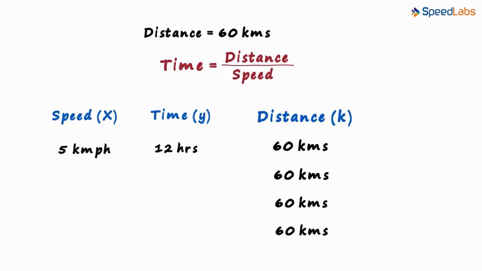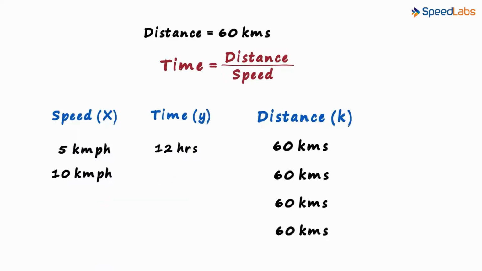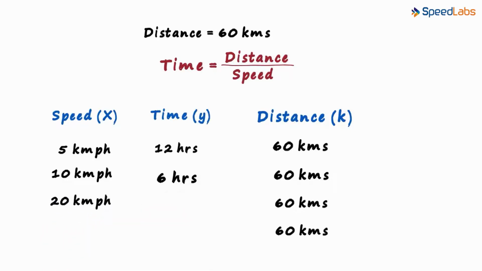In the second case, the car travels at a slightly faster speed, around 10 kilometers per hour. It's faster than in the first case, so the time taken will be 60 divided by 10, which equals 6 hours. And in the third case, the speed is 20 kilometers per hour. We get the time as 60 by 20, 3 hours. And in the last case, if the super fast speed is 30 kilometers per hour, we get the time taken as 60 by 30, which is 2 hours.